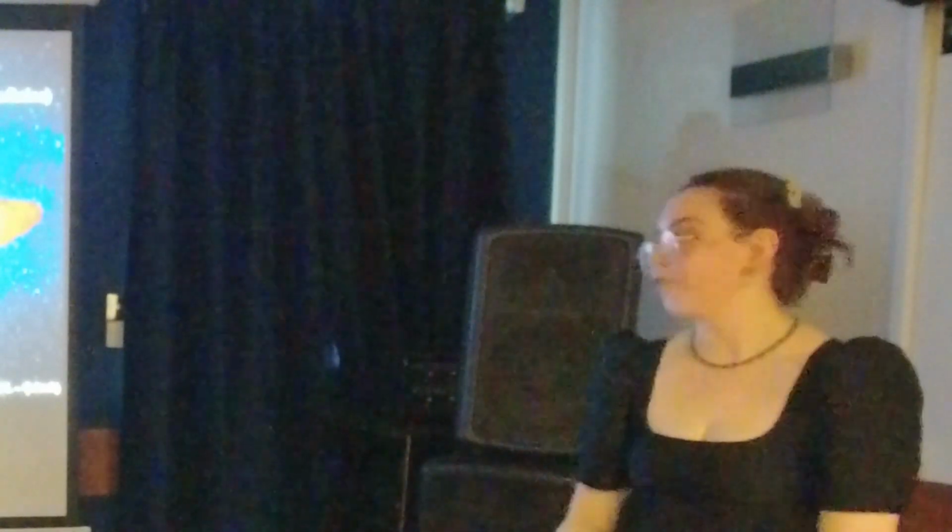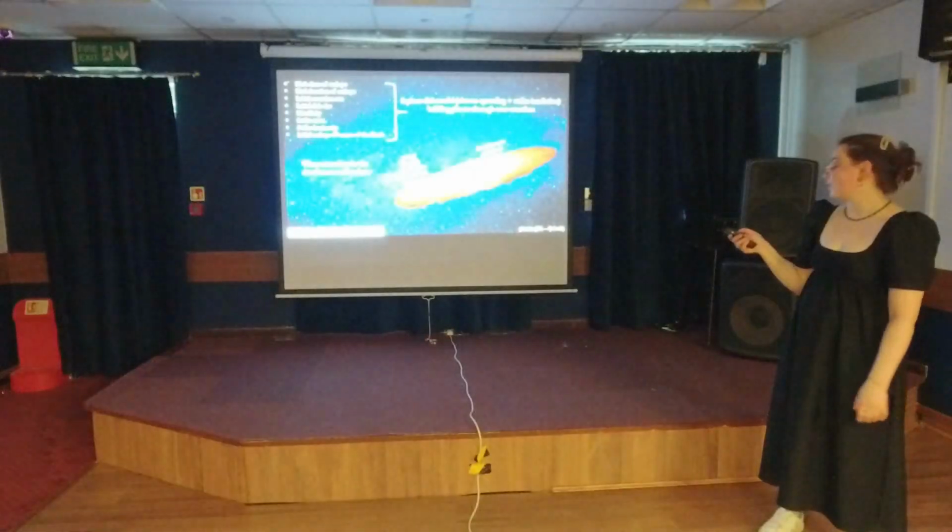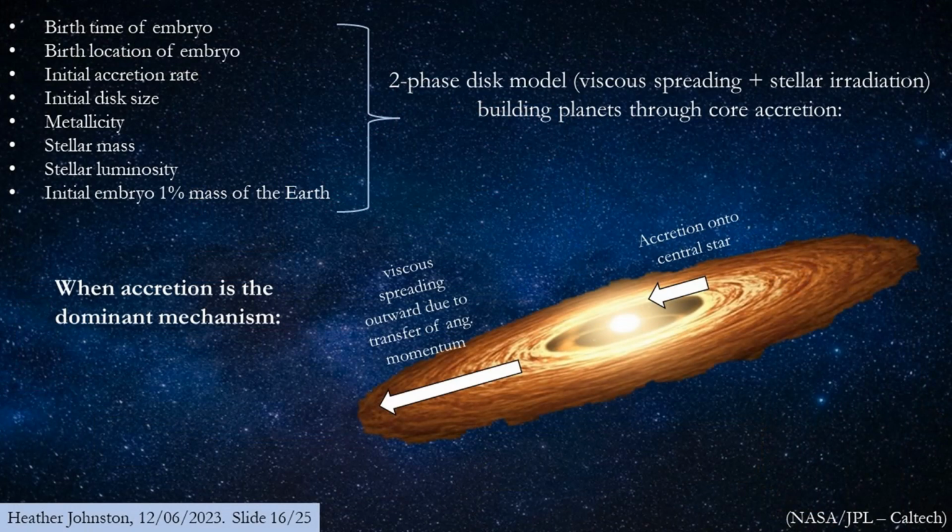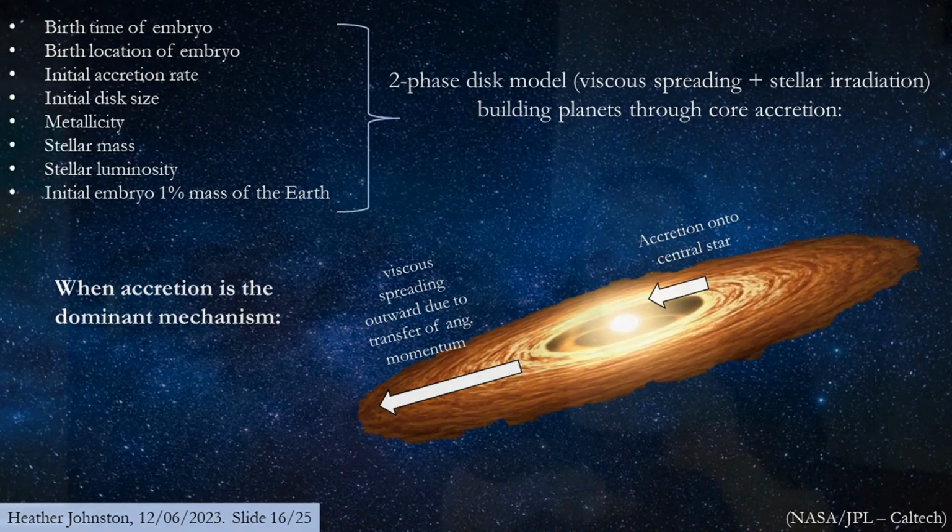I can control a bunch of things at the initial outset. There are a bunch of initial conditions that are really important: the birth time of this embryo, the birth location, and the initial accretion rate, which is basically how fast material is flowing onto the star. That's very helpful because if you have much more material moving at a faster rate, we think the planets will be able to grow more massive. There's also the initial disk size, so that's disk mass, and then metallicity, as I said before, the amount of dust or grains in the system, and stellar mass, how bright the star is. The last caveat is that the initial embryo mass is 1% of the mass of the Earth. This is just something used in computational models to get us started.